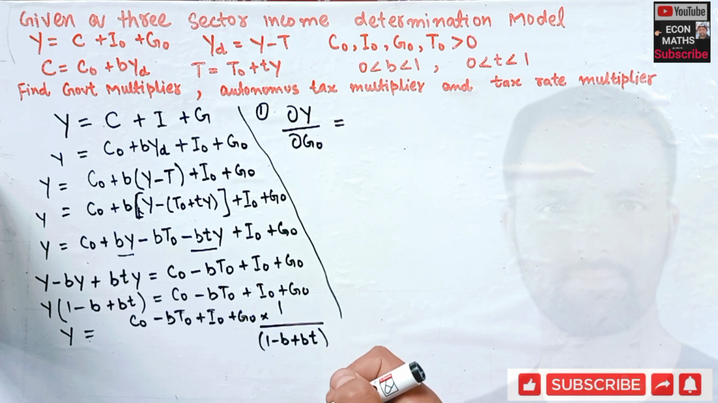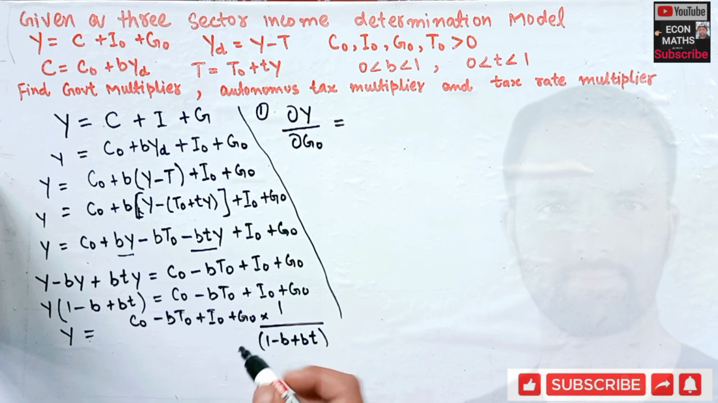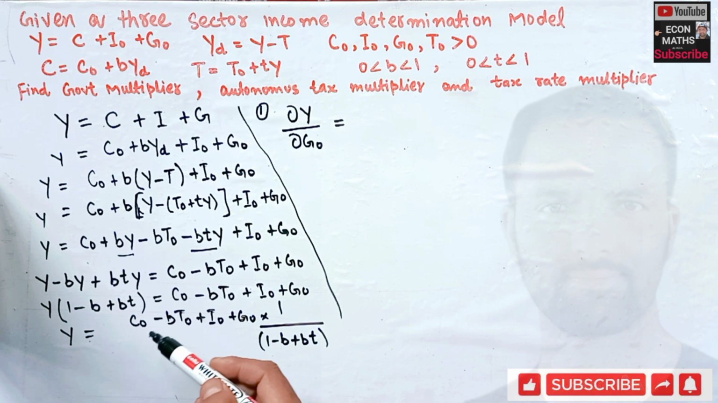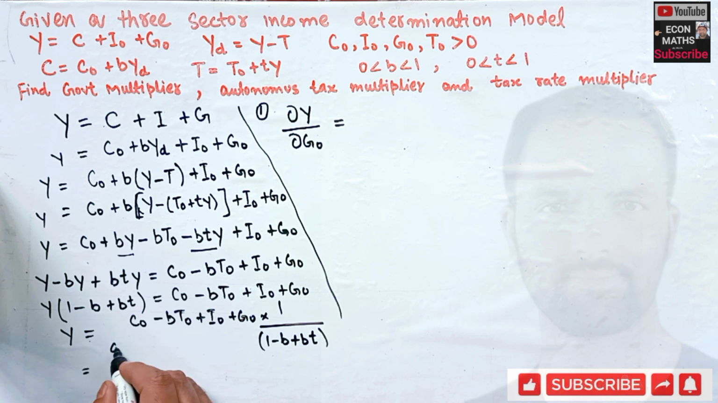Okay, now here we can see clearly, how can I try to make it more clear to you? If I just rearrange this, I can write it like this: C naught upon this 1 minus B plus BT is divided into each of the terms.